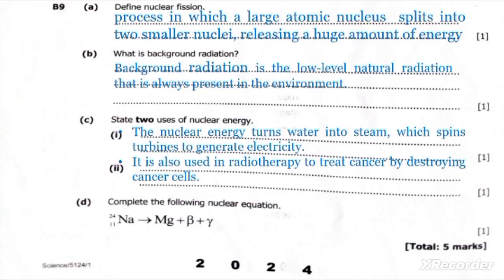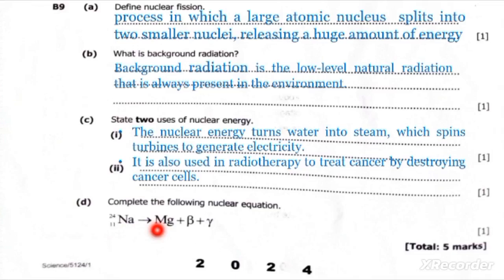We move to the next question, which is question D. Complete nuclear equation. We can see a beta particle here. We need to remember that one of the neutrons found in the nucleus is converted to a proton. Therefore the proton number will increase from 11 to 12. So we expect magnesium to have 12 as its atomic number.